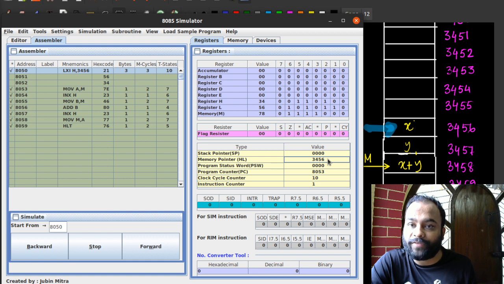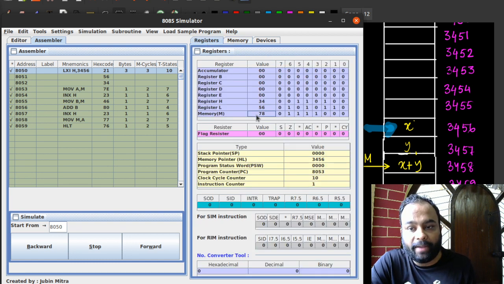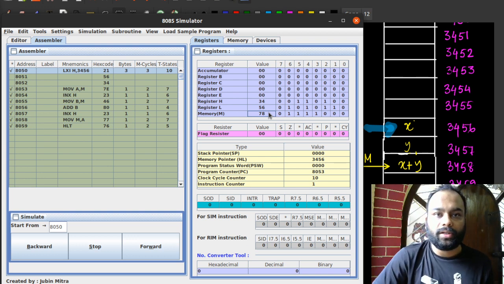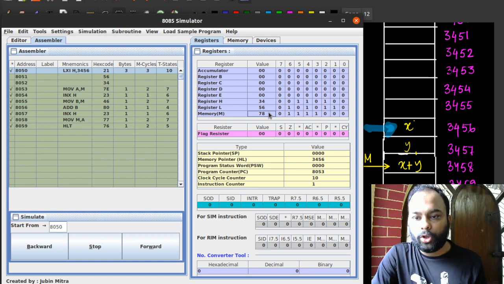But what does memory location 3456 have? It would have a data of 78, right? And that is now being pointed to by the memory pointer. This pointer is now pointing to the data stored in that particular memory location, which is being pointed to by the HL register pair. So this is the reference to the data. Okay, so this is just like a pointer in C. So M now is actually pointing to the data 78.